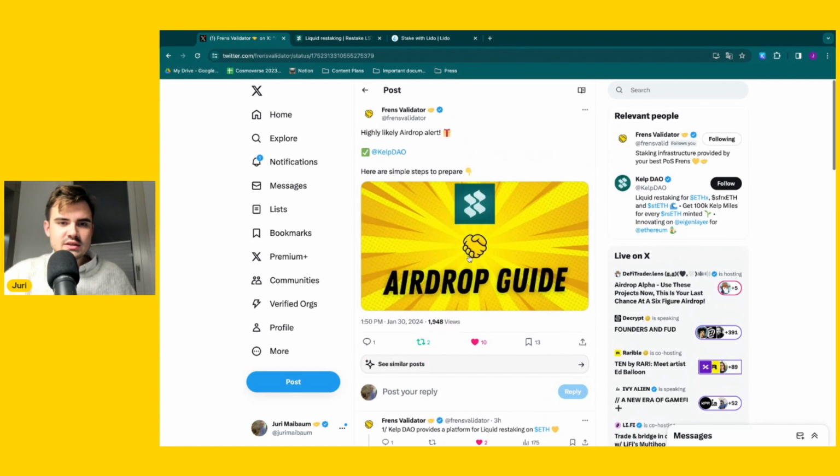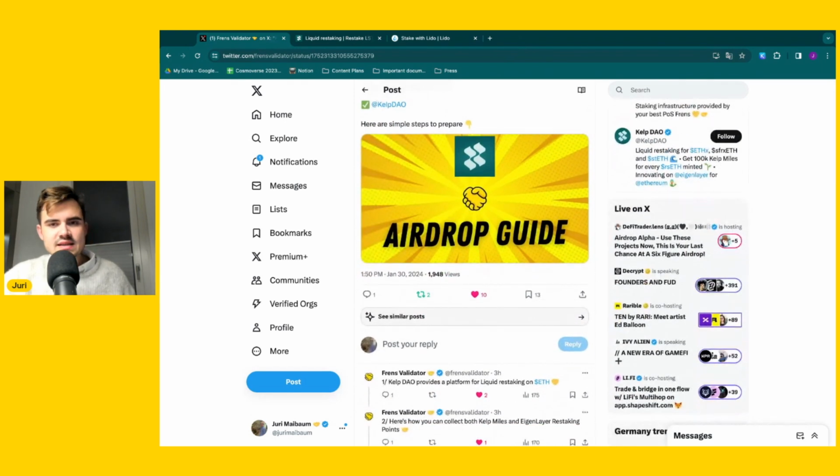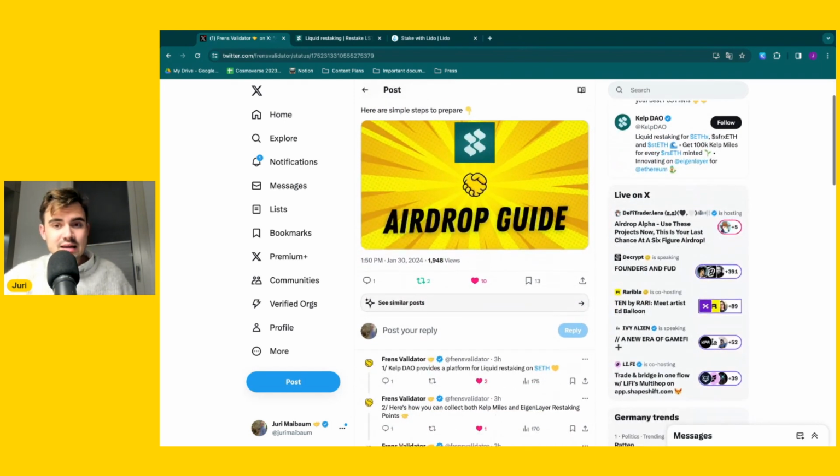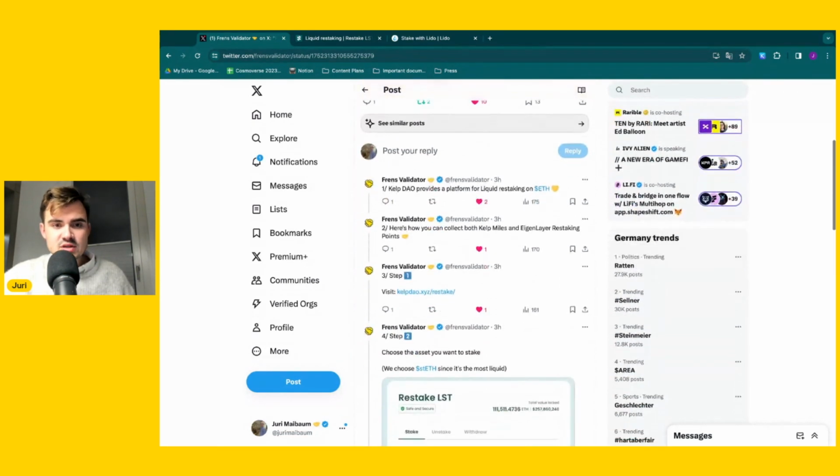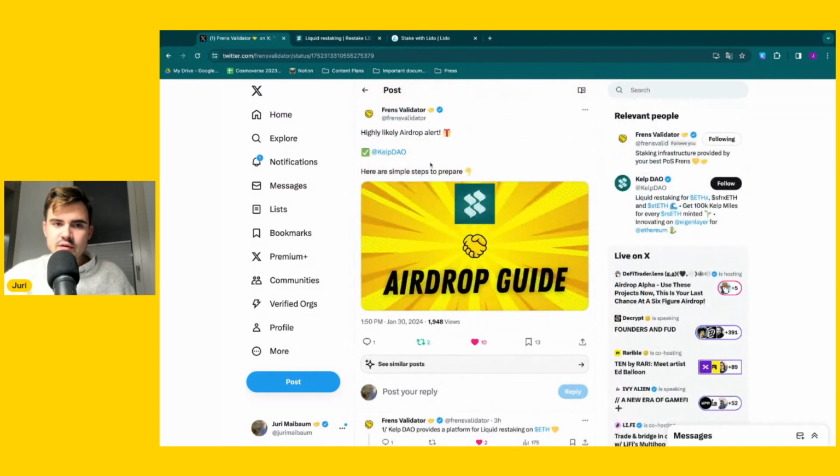I'm talking about Kelp DAO. Kelp DAO is a restaking application on top of EigenLayer. EigenLayer is about to do an airdrop as well, most likely. So we will have a look at the Kelp DAO application.